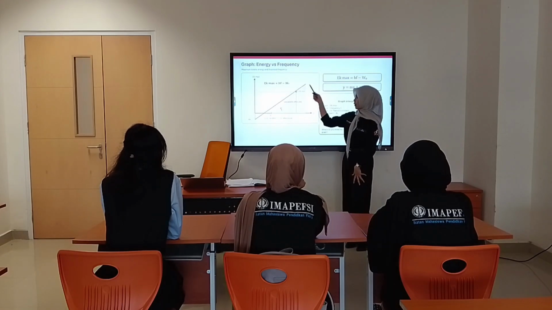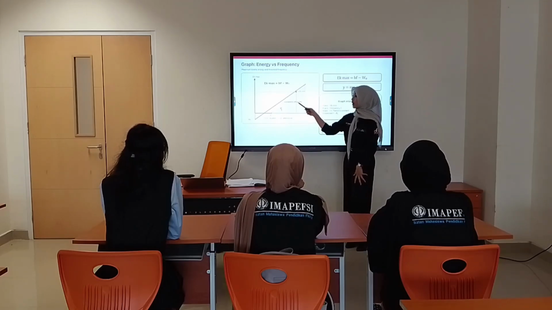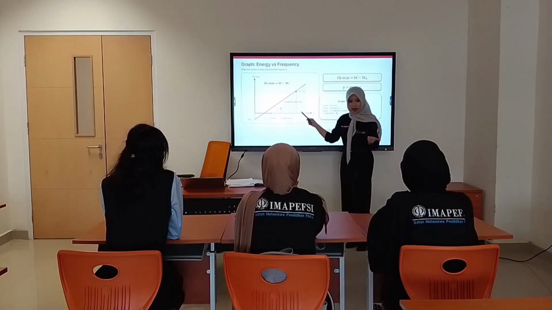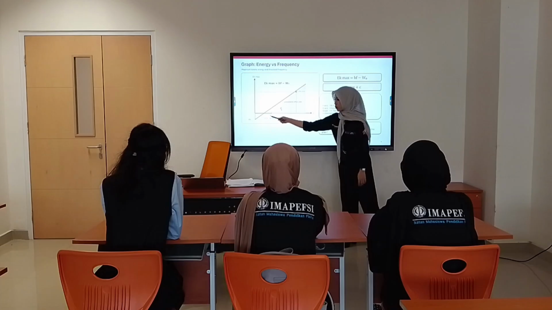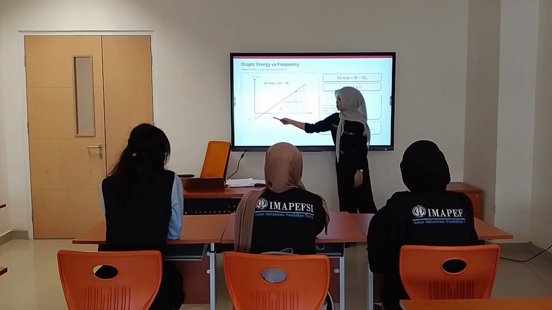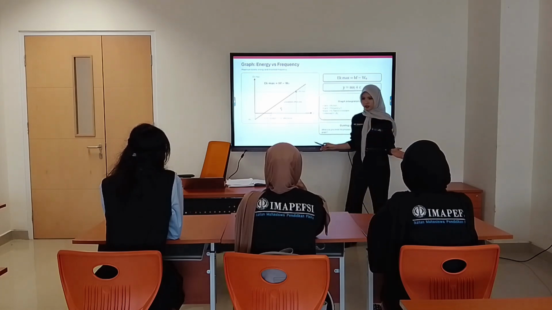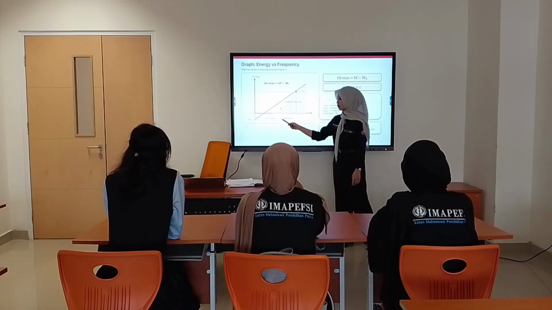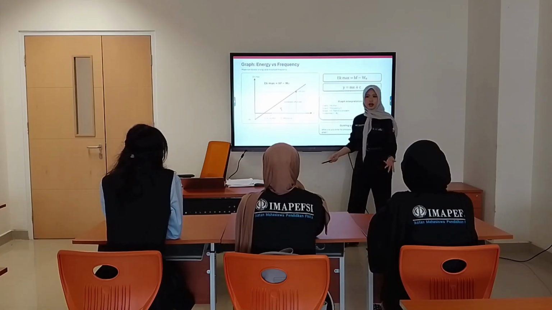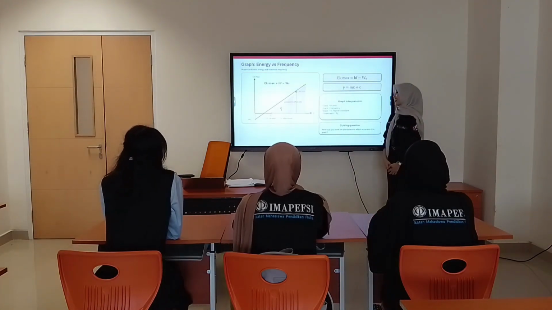As you can see, these are the pink shadows. This region is the photoelectric effect area. Why? We know the frequency must be higher than the threshold frequency. If f is smaller than f0, no photoelectric effect happens. But if the frequency f is higher than f0, the effect occurs. You guys understand? Okay.